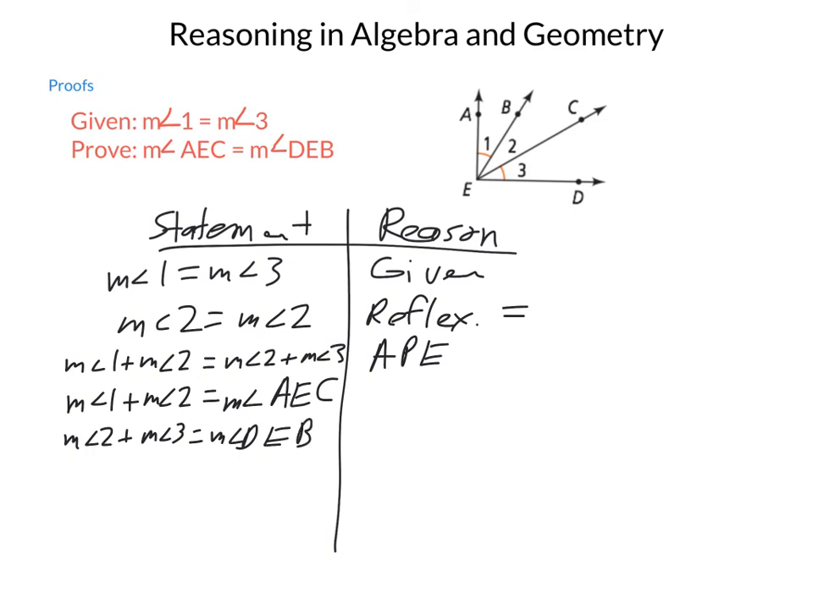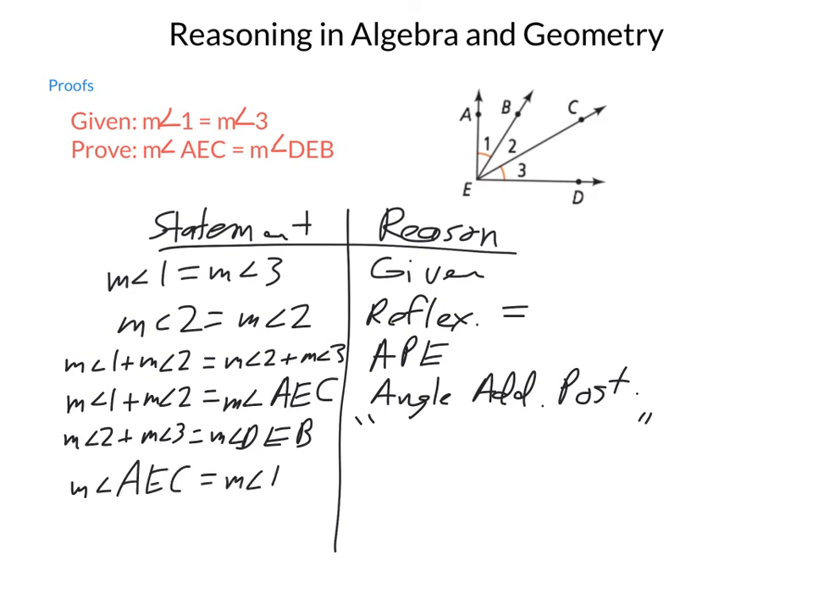And for both of those, those are angle addition postulates. And same thing for this next line. Now we can get down to the measure of angle AEC equals the measure of angle DEB, that is using substitution.